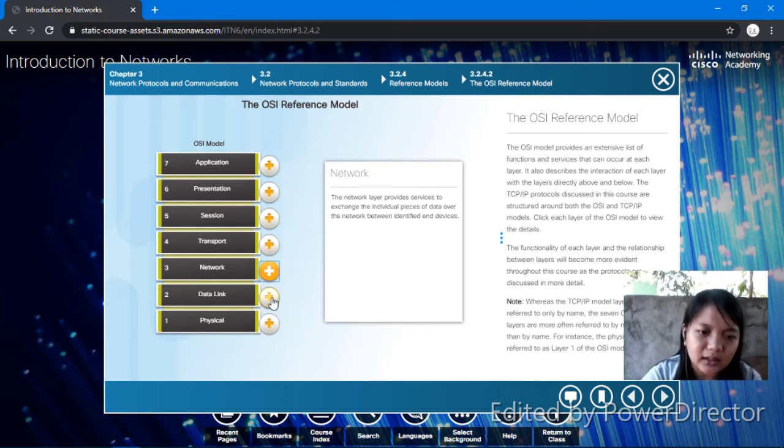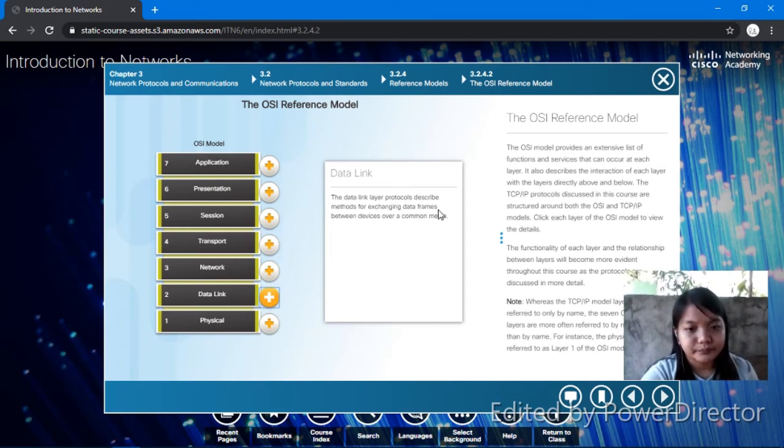Next one is the data link. The data link protocols describe methods for exchanging data frames between devices over a common media.